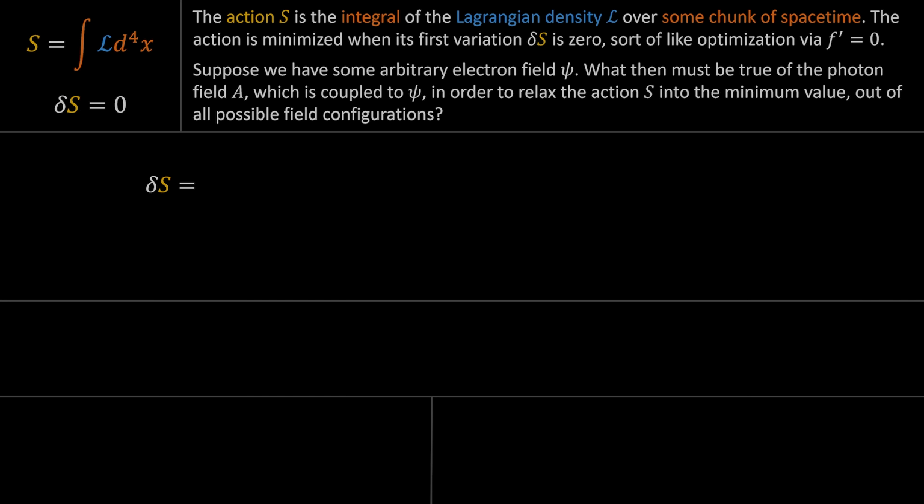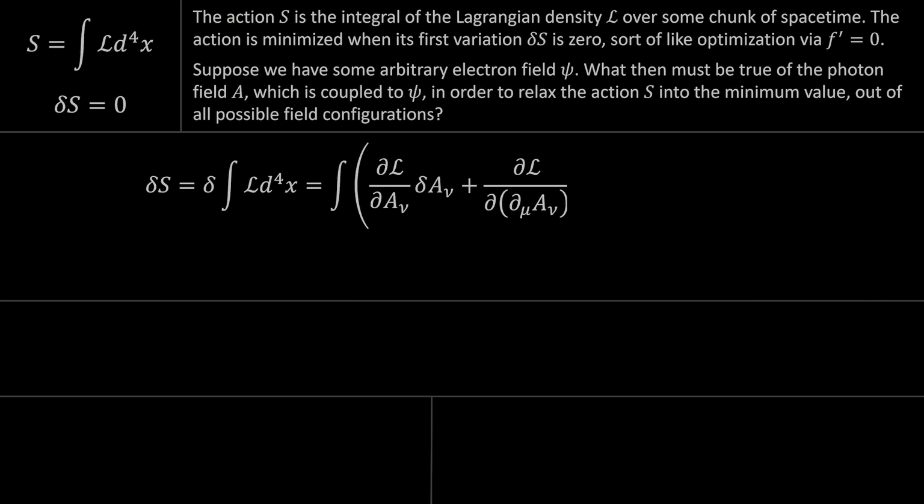Well, we can write out the variation in S as the variation in the integral of the Lagrangian density over spacetime, because that's the definition of S. And that's all fine and good, but now we want to know what happens when we give our photon field a little bit of a nudge.